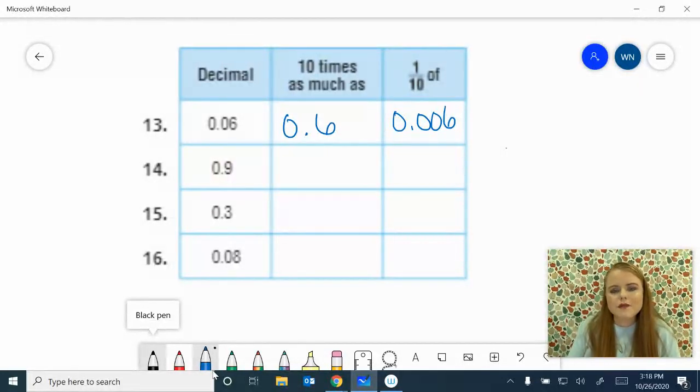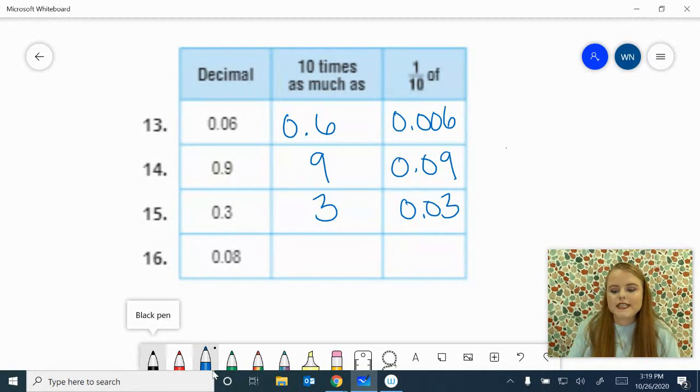What is 10 times as much as 9/10? Remember, 10 times as much as, go ahead and work that problem out. 10 times as much as 9/10, you should have put 9. 1/10 of 9/10, you should have put 9/100. Two more. Go ahead and answer number 15. What is 10 times as much as 3/10? You should have put 3. 1/10 of 3/10, we're looking for that smaller number, you should have put 3/100. Go ahead and do number 16.